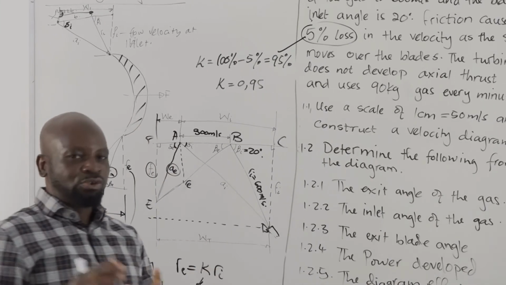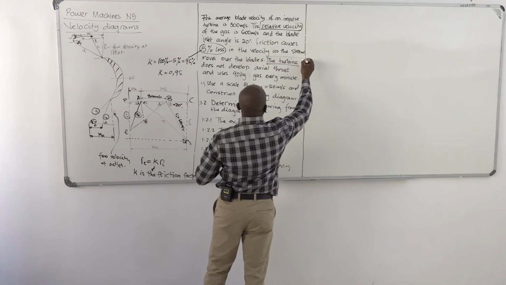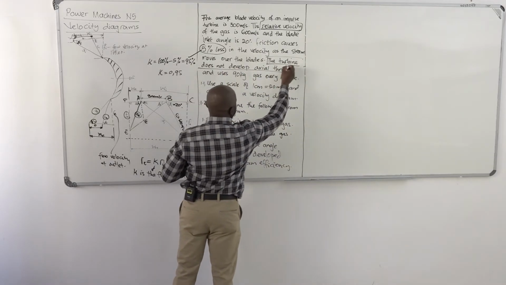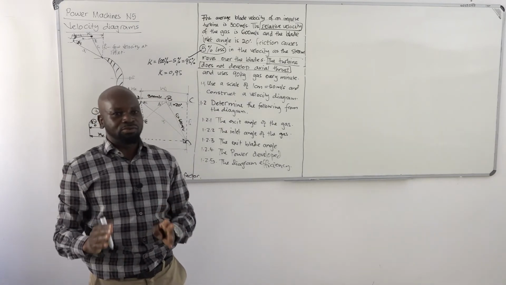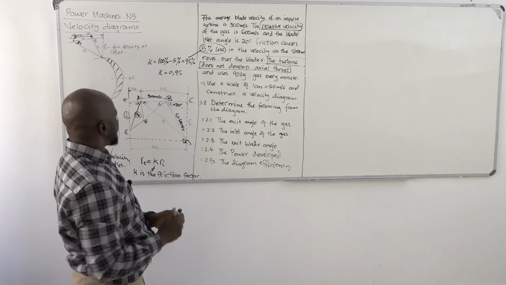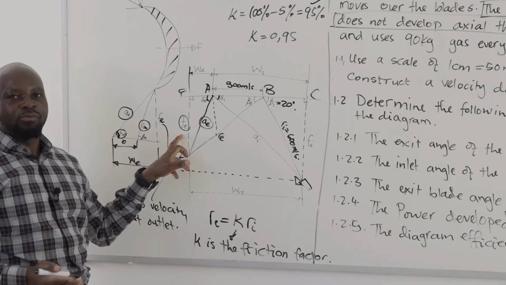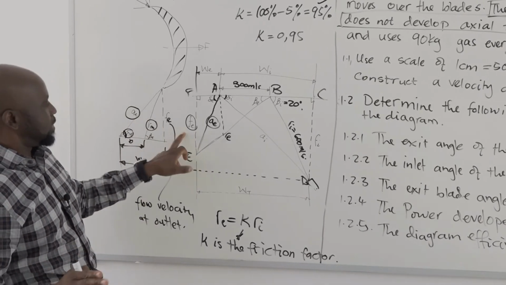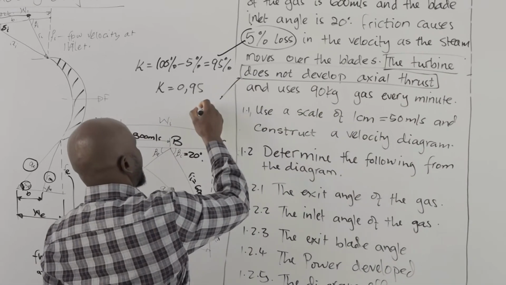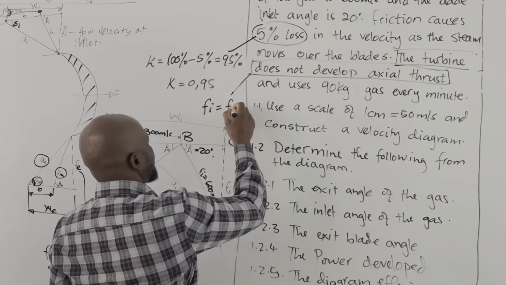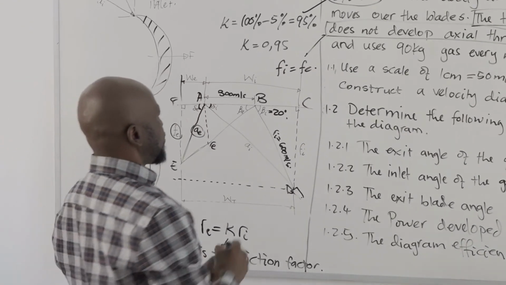The turbine does not develop axial thrust. Please underline this. So basically what it points to is that we are going to look at a velocity diagram that does not develop axial thrust. In other words, our Fi should be equal to Fe for us not to have axial thrust in the turbine. So we are saying here, Fi is equal to Fe, and it uses 90 kgs of steam.